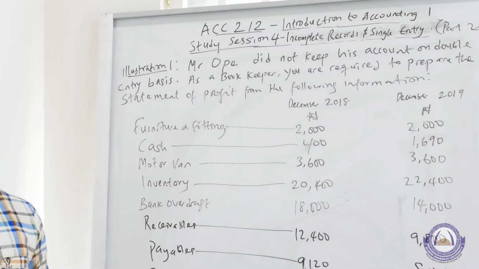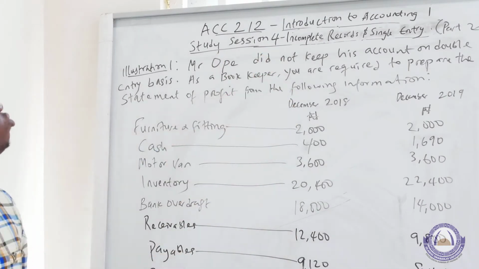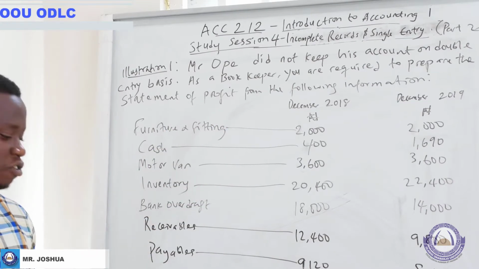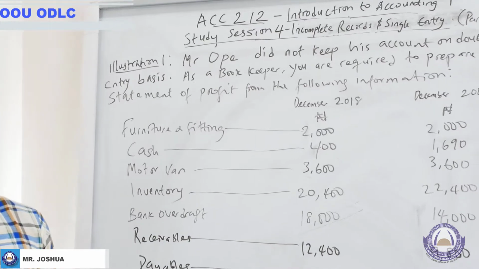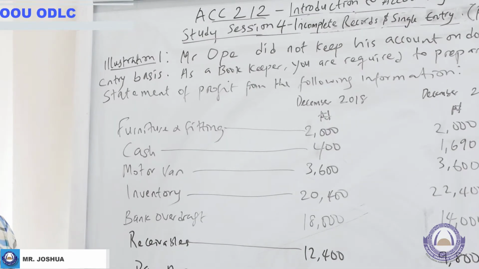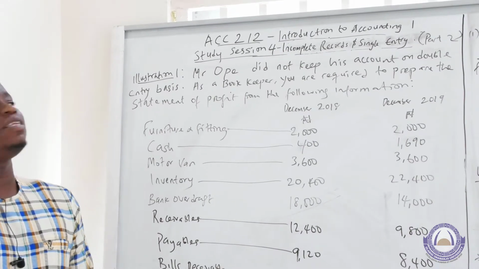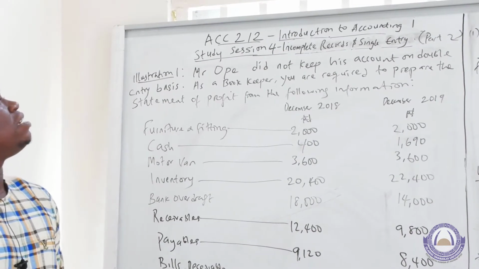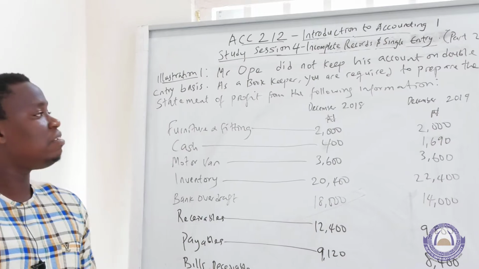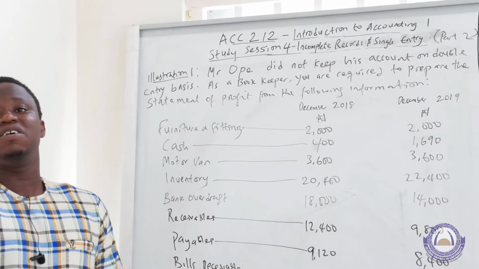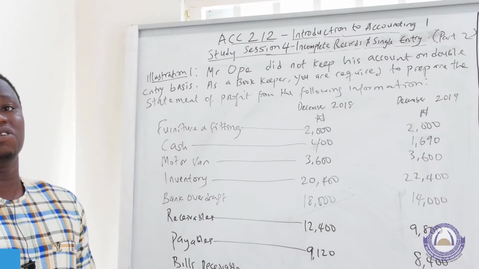Good day, learners. Welcome to part 2 of study session 4 on incomplete records and single entry. In the first part, I explained that incomplete record has to do with the various records that are kept in a single entry accounting system. And I said that the single entry accounting system is such that does not follow the double entry system.